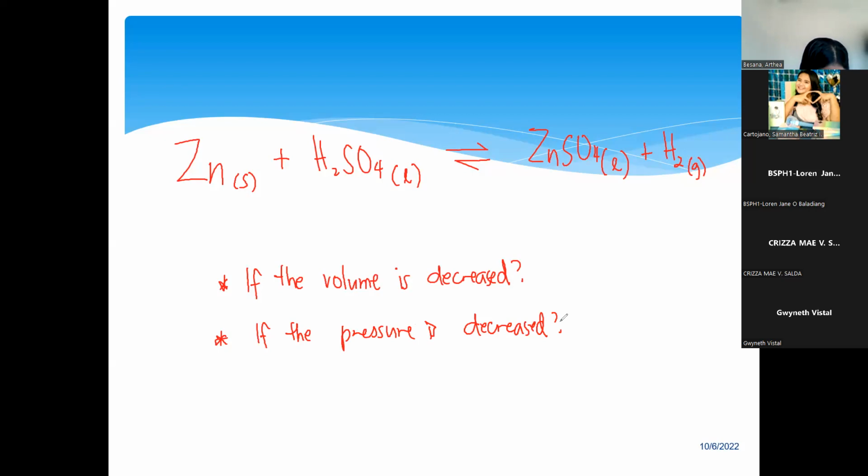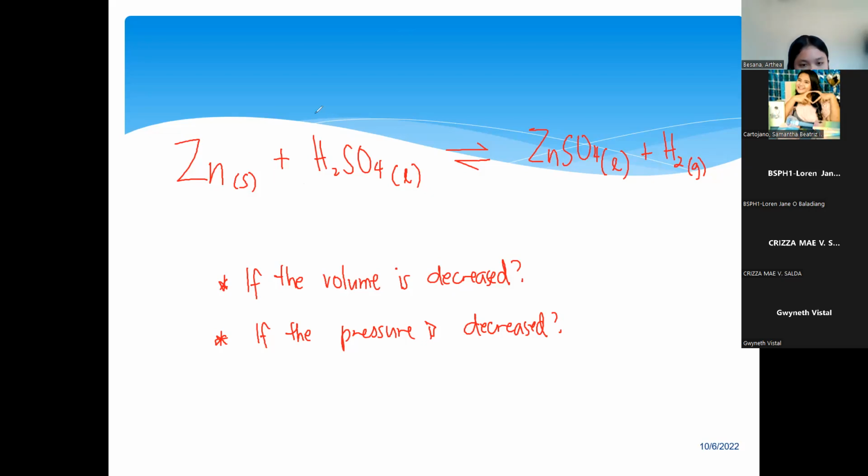So number 1, let's answer number 1. Where is the shift of the equilibrium of this chemical reaction if in case the volume is decreased? To the right or to the left? Or is it backward or forward? To the left, ma'am. Okay, sige.